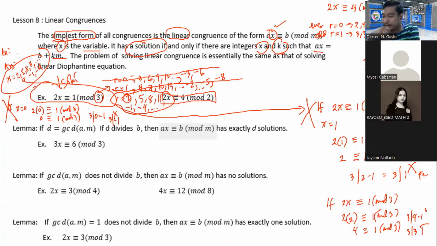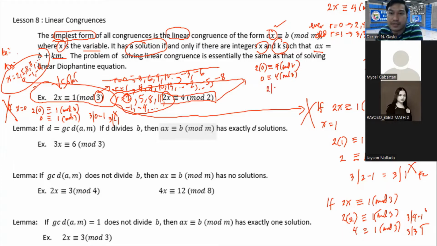What is the answer here? If you have 2x is congruent to 4 modulo 2. Let's try the first remainder. If it is 0, 2 times 0 is congruent to 4 modulo 2. So you have 0 is congruent to 4 modulo 2.